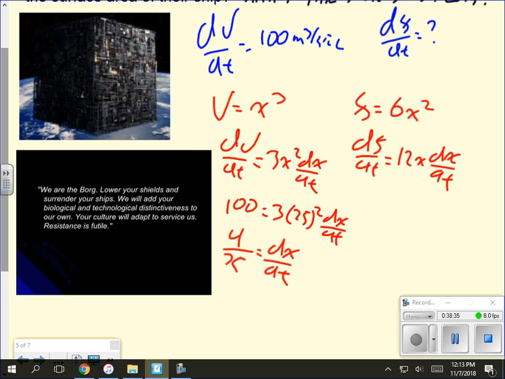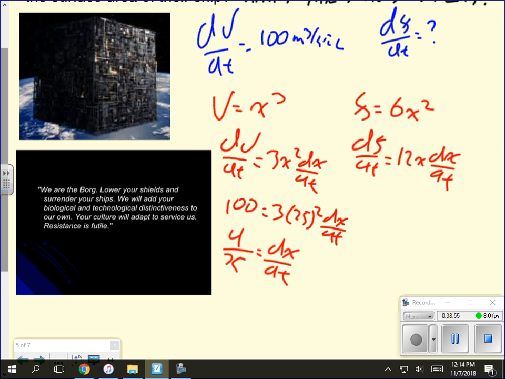I love fraction buttons on my calculator. Is that 25? 75. 4 over 75. Because you just plug in 100 over what you got on the other side, 1875. 100 over 1875 reduces. It reduces for me.